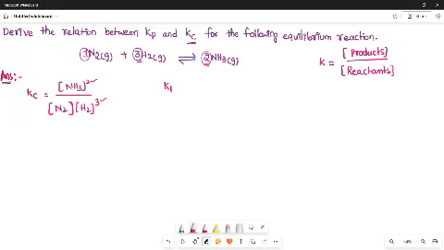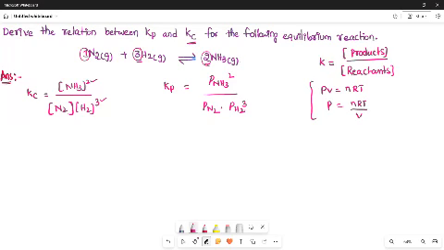Now they want the value for Kp. Kp will be equal to the partial pressure of NH3 power 2 divided by the partial pressure of N2 into the partial pressure of H2 power 3. We know that according to the ideal gas equation, PV is equal to nRT. So therefore, P is equal to nRT divided by V. And at the same time, n by V, number of moles divided by volume, you can consider this as the concentration. So C into R into T.